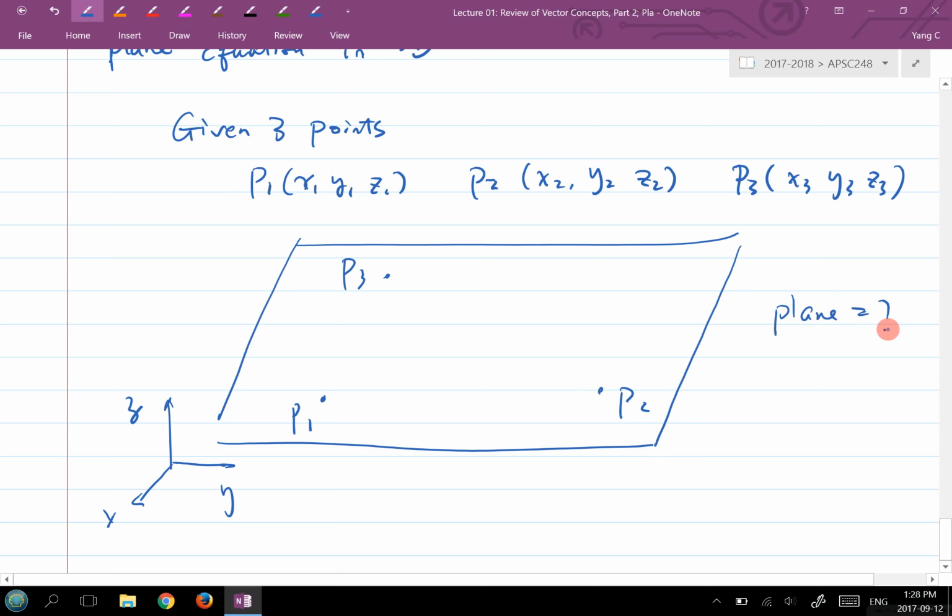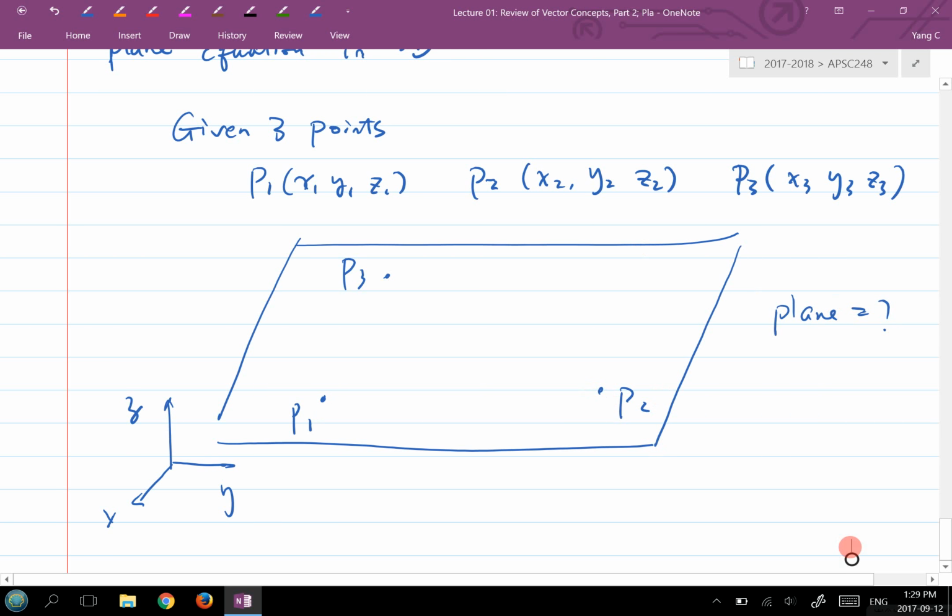So what will be an equation to describe the plane formed by P1, P2, and P3? Whenever you talk about an equation, it's always about a general expression. Like a line equation in 2D, y equals kx plus b, right? Involving a variable x and a y. Similarly, we really need a general equation, in this case involving x, y, z. So we'll start like this.